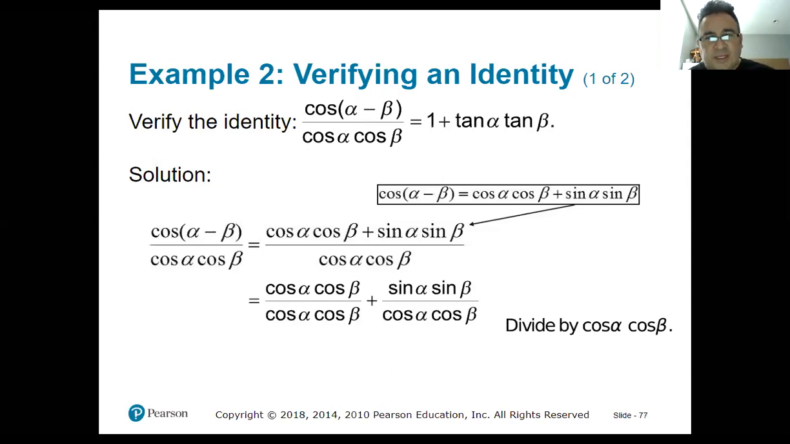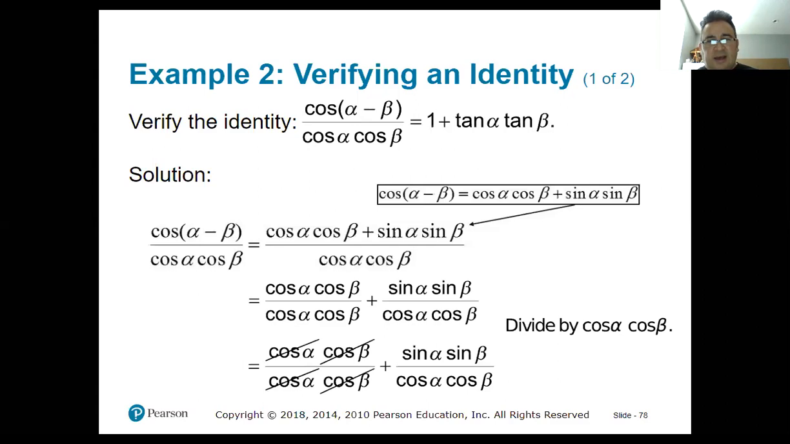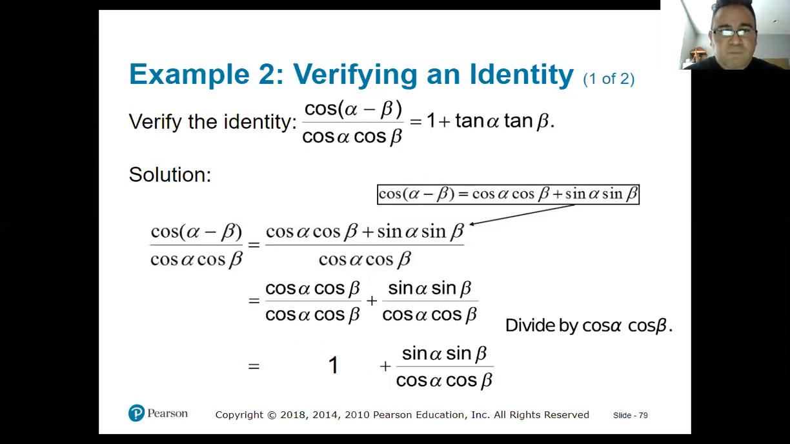So notice what they did here is they split it apart, right? So what's going to happen to the first term, the cosine alpha, cosine beta over cosine alpha, cosine beta? It cancels out. That becomes a 1, right? And then the other side, I still have sine alpha, sine beta over cosine alpha, cosine beta, right? So what do I know about that? Everybody okay with this step? I can move on. That becomes a 1.